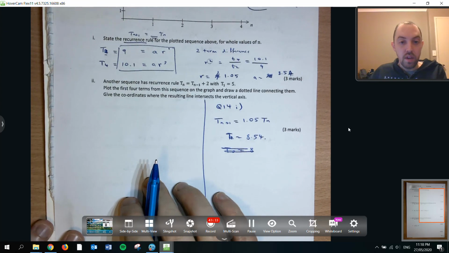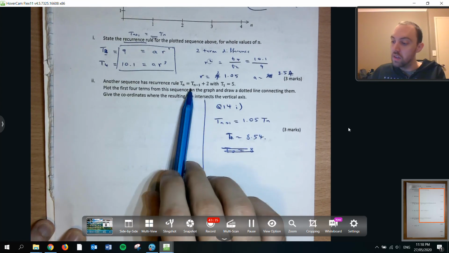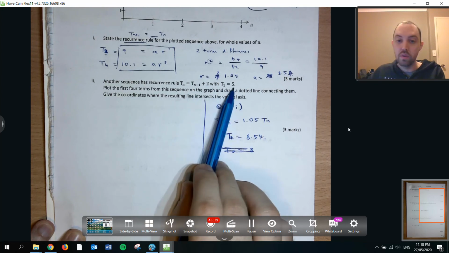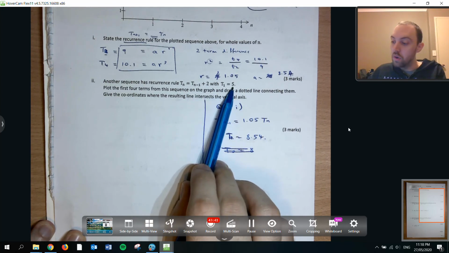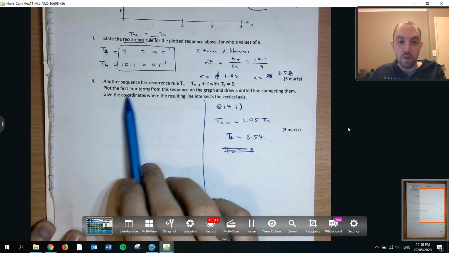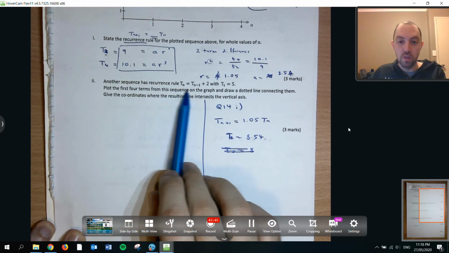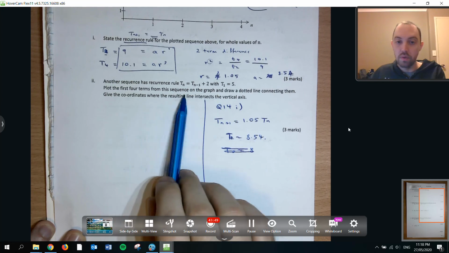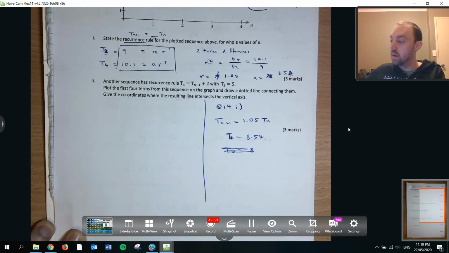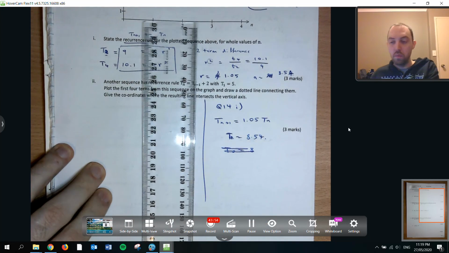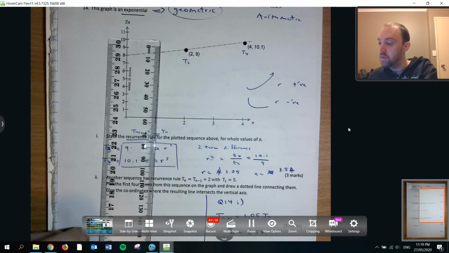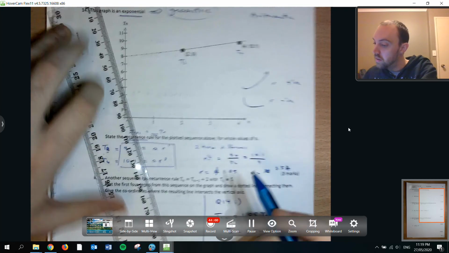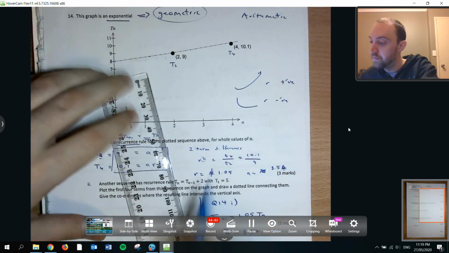Another sequence has a recurrence rule. Tn is equal to Tn take 1 plus 2. So I've got a common difference of plus 2. T1 is equal to 5. Plot the first 4 terms from the sequence on the graph and draw a dotted line connecting them. Give the coordinates where the resulting line intersects. This is why a ruler is handy anytime you're doing your exams. Okay. T1 is 5.